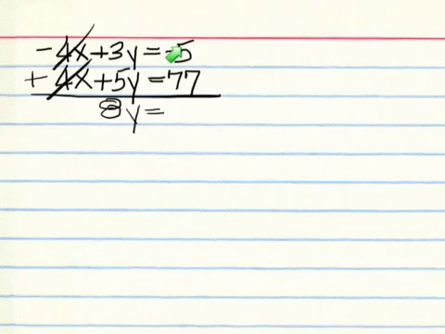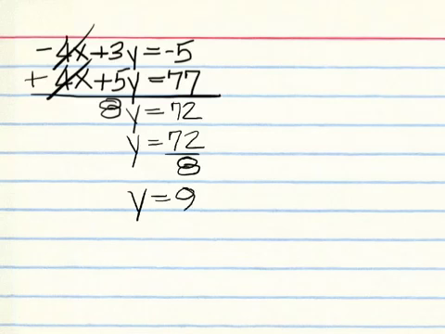And then -5 plus 77 is 72. 72 divided by 8 is 9. Now you have an option of plugging that back in here or here, whichever you want to use. I'm going to use the top one.